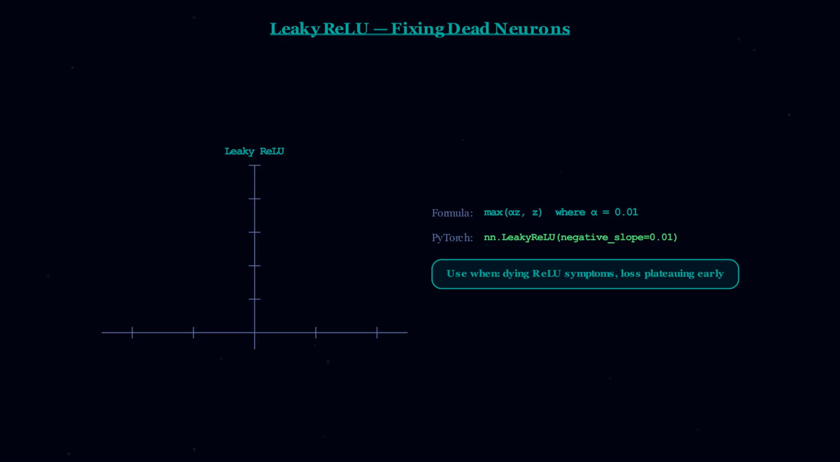Instead of outputting 0 for negative z, output alpha times z, where alpha is a small constant like 0.01. The neuron can never fully die because the gradient is always non-zero. PyTorch: nn.LeakyReLU with negative_slope equals 0.01. When to use: anywhere you're seeing dying ReLU symptoms, large fractions of zero activations, loss plateauing early, neurons that don't respond to any inputs. ELU, exponential linear unit.